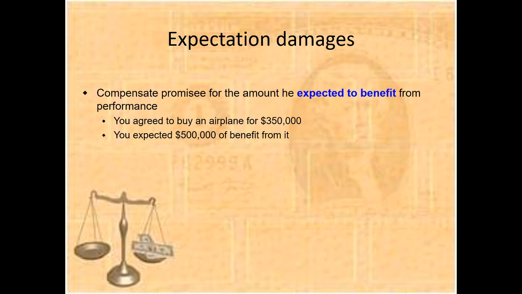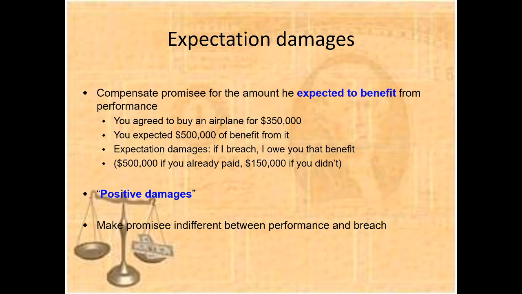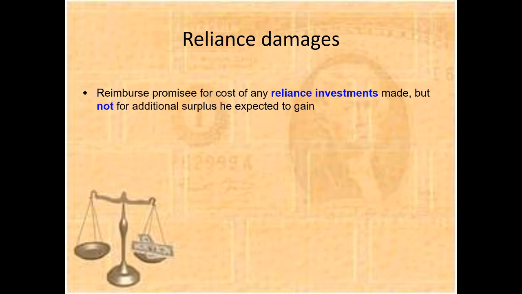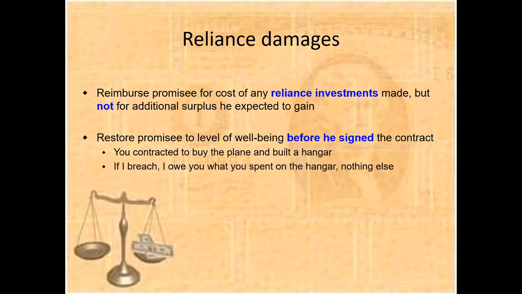You expected 5 lakhs, so your benefit is actually the expectation damage. If I breach, I owe you the benefit of 1.5 lakhs. Where expectation damages make the promisee indifferent between performance and breach, reliance damages reimburse the promisee for the cost of any reliance investment made, but not for the additional surplus he expected to gain, and restore the promisee to the level of well-being before he signed the contract. You contracted to buy the plane and built a hangar. So if I breach, I owe you what I spent, the hangar, nothing else.